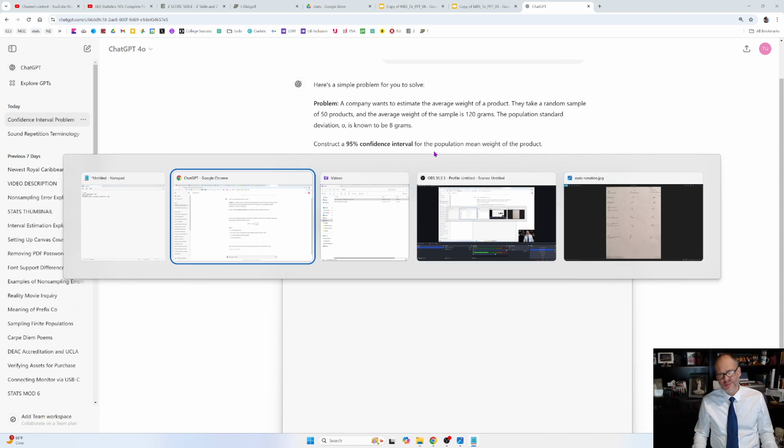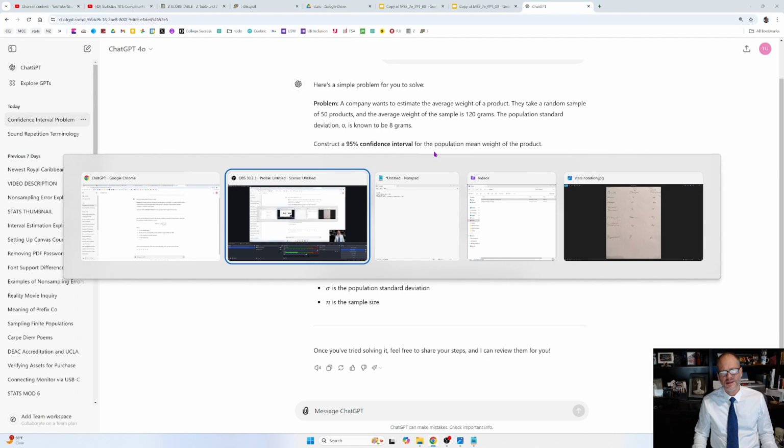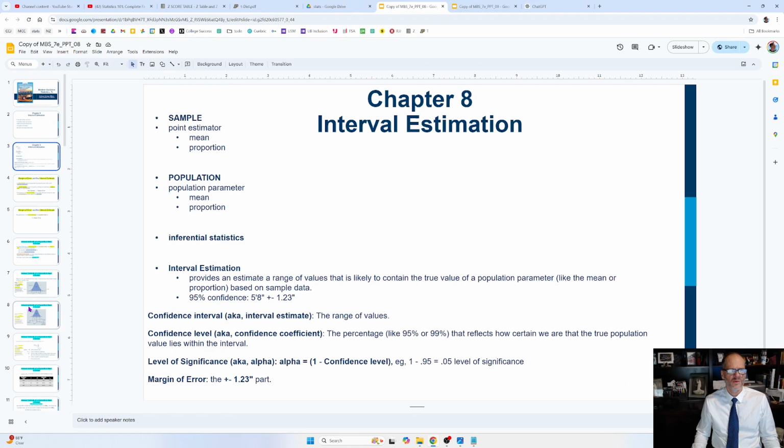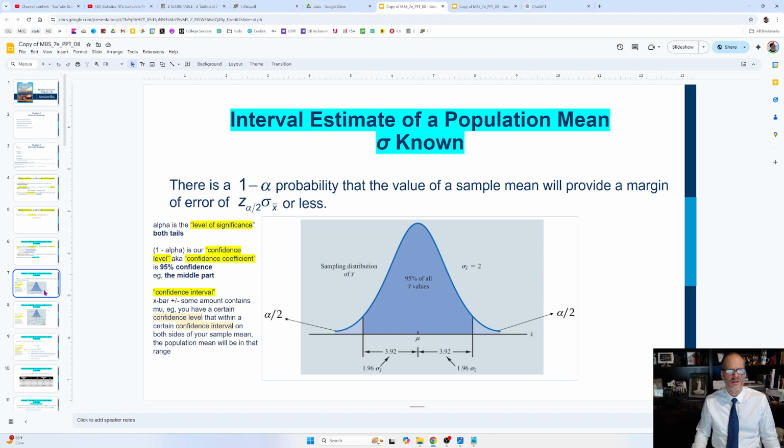How do we do this? I have to make sure I'm still recording. Cool, I am. When we have n, the sample mean, the population standard deviation, and the confidence level, the confidence coefficient, there are some formulas. We're looking for the known case here, and here's the known case. You don't need to memorize the formulas. You just have to know which formula to go find and then use it.